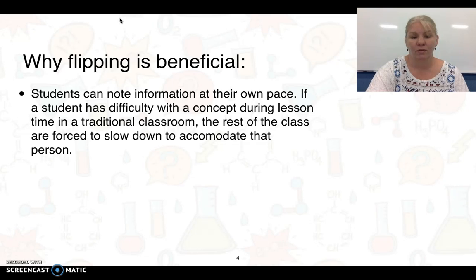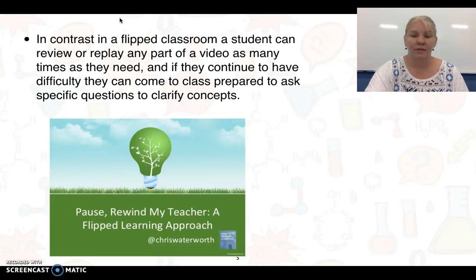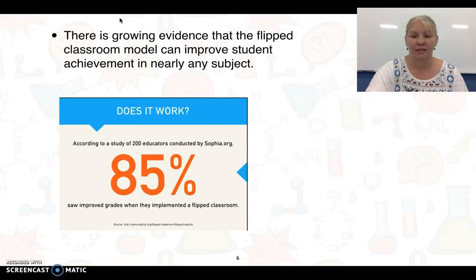Why is it beneficial? Well, you can note the information at your own pace. If a student's having difficulty with a concept, we've all been there where you've had to sit and wait for that student, or you might be that one that takes longer to take notes. In a flipped classroom, a student can take home the video or the PowerPoint presentation, keynote presentation, and you can review, replay, pause as many times as you like. If you still continue to have issues, then you can bring those problems to lesson the next day where clarification can occur by the teacher.